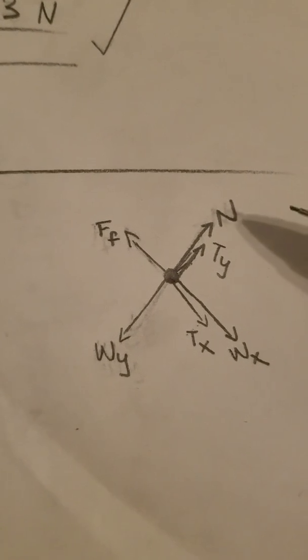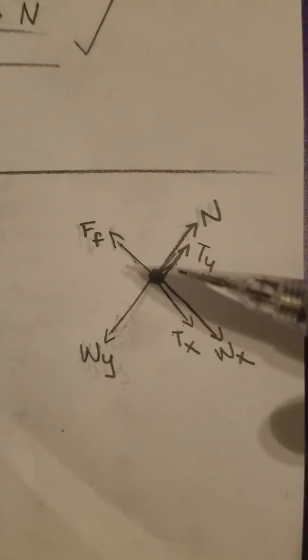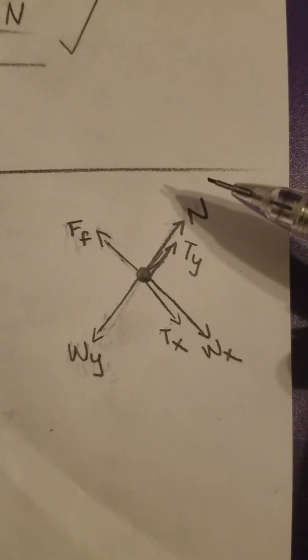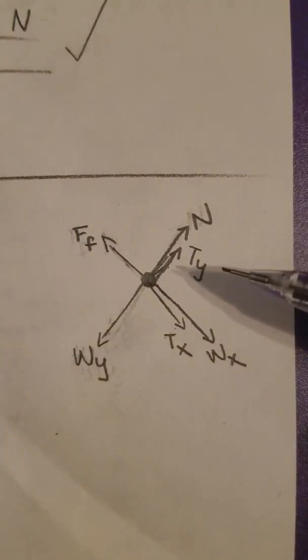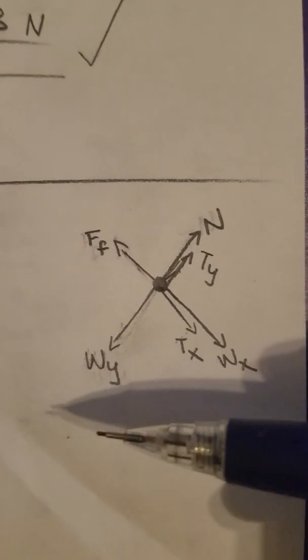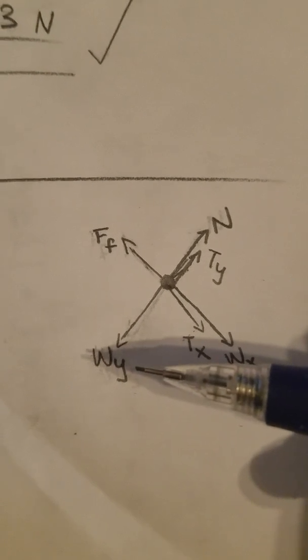Now the kid obviously isn't coming off the slide or anything. He's staying on the slide. He's not going up, he's not going down, staying right on it. So we can assume from that the sum of the normal force and the y component of the tension is equal to the y component of the weight.